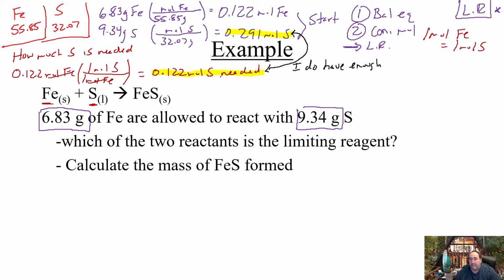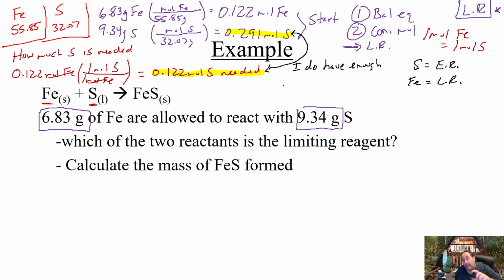And what that means is, because I have enough of the sulfur, the sulfur in this case is my excess reagent. And by default, that would mean that the iron is my limiting reagent. So again, a reminder that once you determine which one's your limiting reagent or excess reagent, by default, the other reactant is the opposite. So we were able to determine from our calculation that sulfur is the excess reagent, and that means by default, iron would be our limiting reagent.